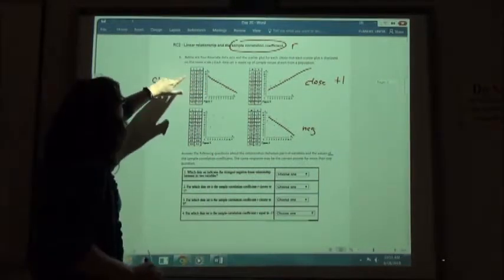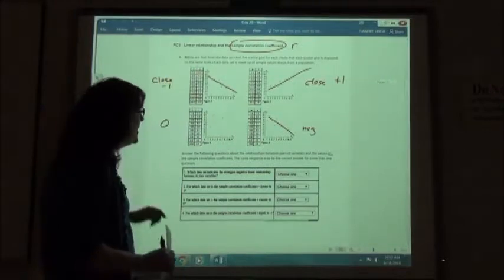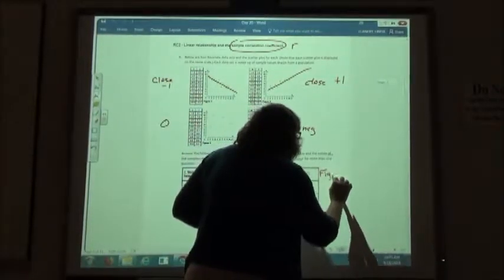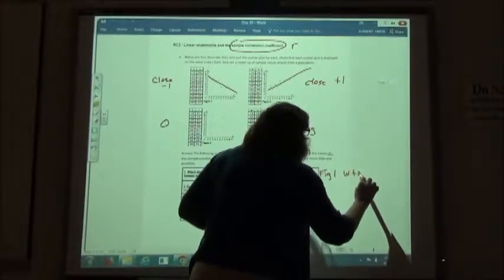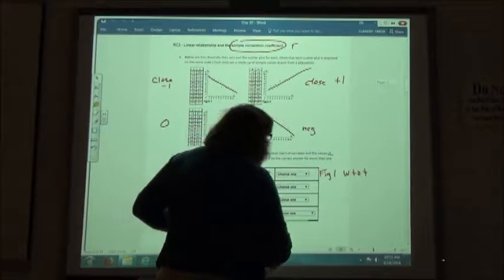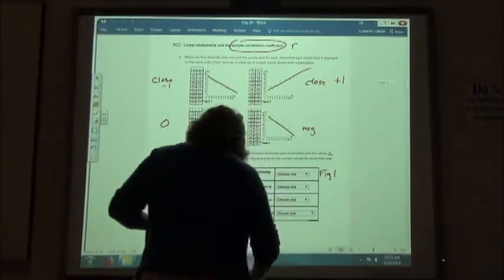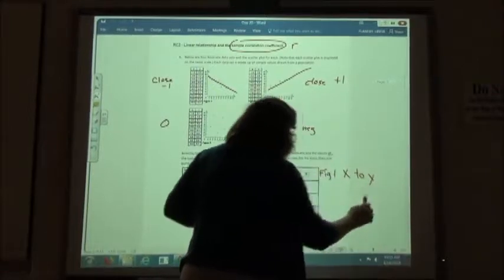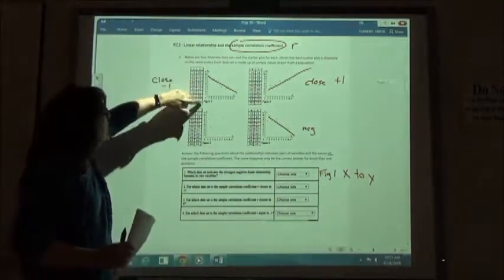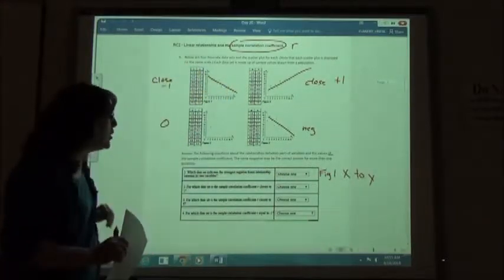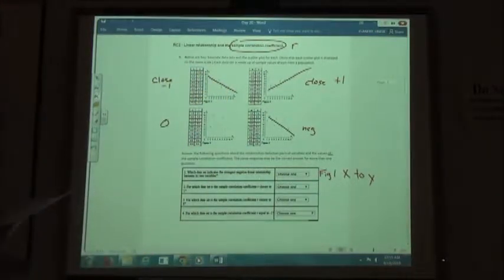And so what they're going to do is use the variables that are given in the table. So they're going to say that figure 1 where I do X to Y is the one that is closest. So figure 1 does X to Y, and that's the one that's closest to a negative linear relationship.